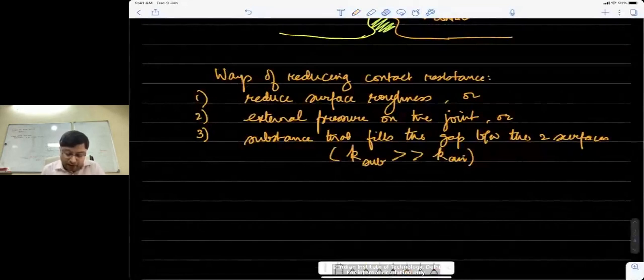Now, one of the common ways of doing this, and I'll show you an example now, in the design of heat sinks, especially for electronic components, is to use a thermal grease.